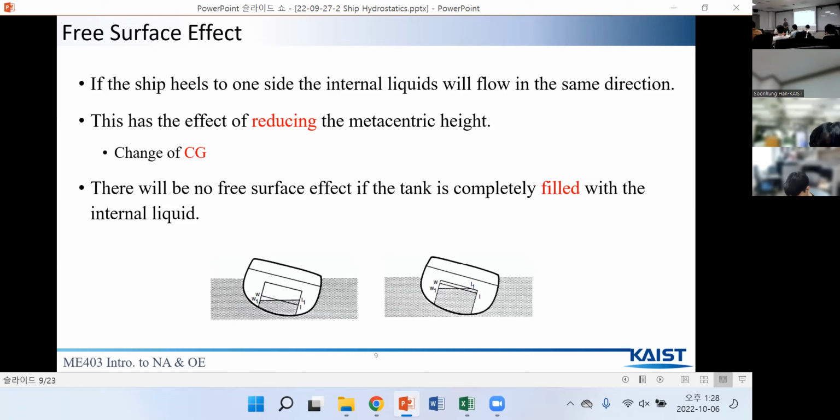More questions? If the tank is completely filled with water, something like this, then there will be no free surface moment here. Free surface moment.